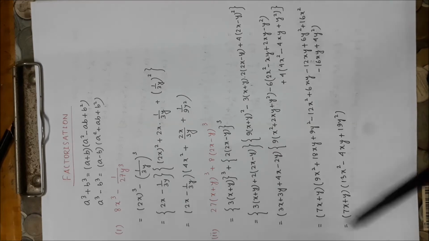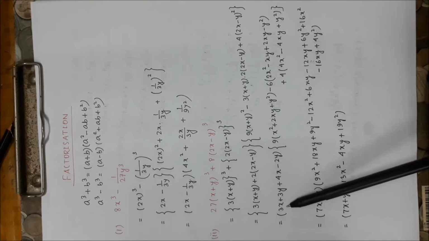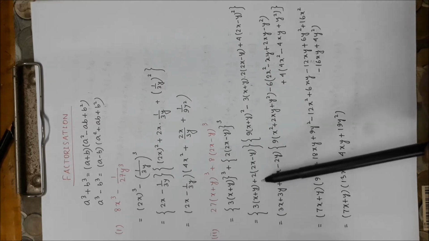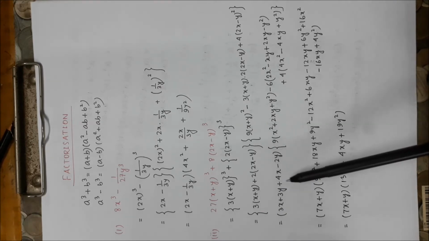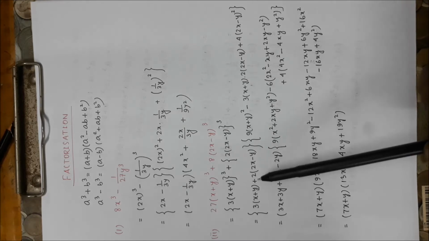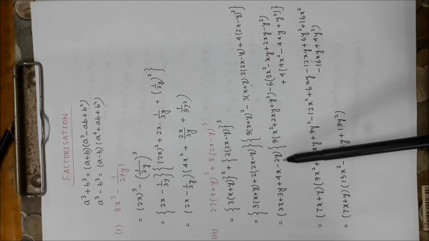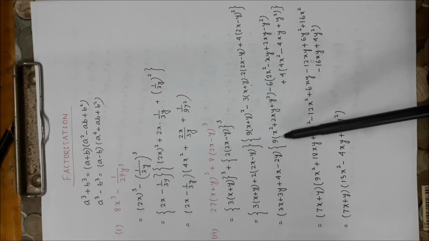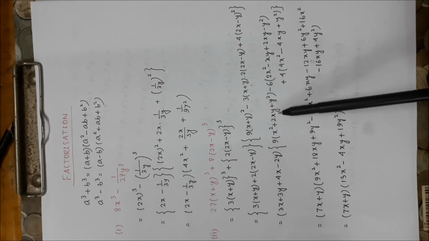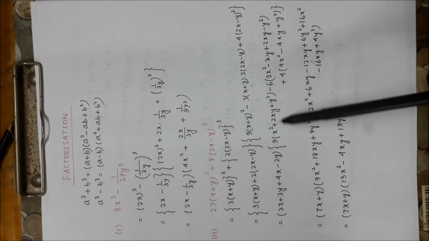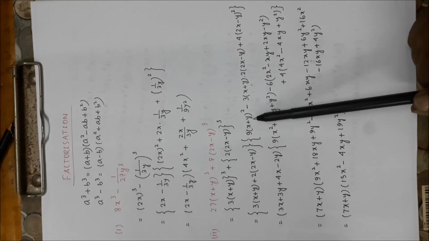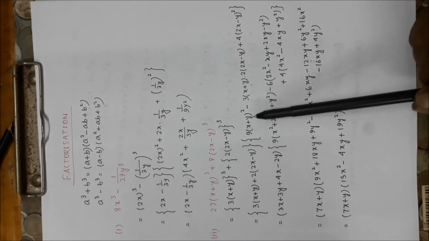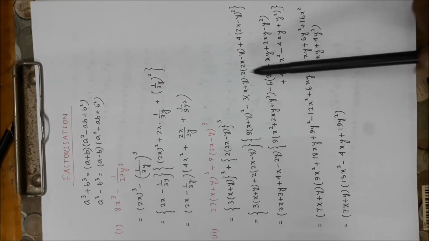Now we simplify. So 3 into x, 3x, 3 into y, 3y, plus 2 into 2x, that is 4x, plus 2 into minus y, minus 2y. If you expand this, we'll get 9 into x square plus 2xy plus y square using the formula of square of a plus b. Square of a plus b equals a square plus 2ab plus b square, minus 3 into 2, 6.